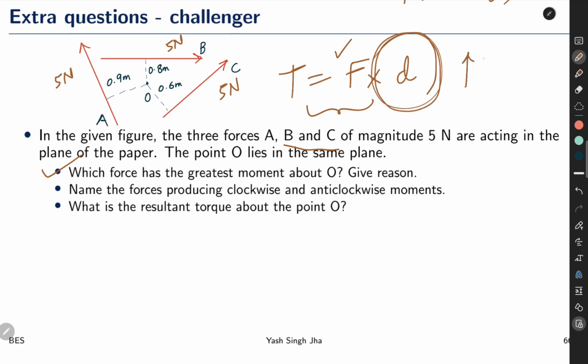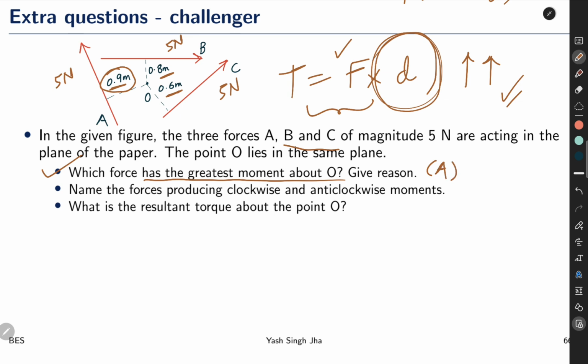Greater the distance, greater is the torque, right? And we want maximum torque, so we want the force with maximum distance. Distance of what? Line of action of force to the center. Here the distances have been mentioned: 0.9 meters, 0.8 meters, 0.6 meters. Which is the greatest? 0.9 is the greatest. So which force has the greatest moment? A. A has the greatest moment.